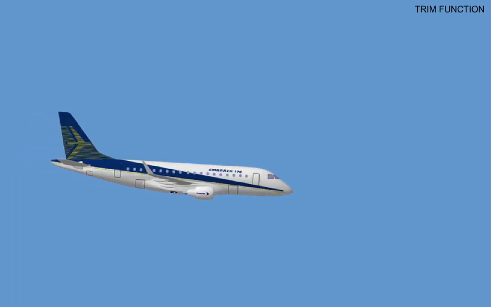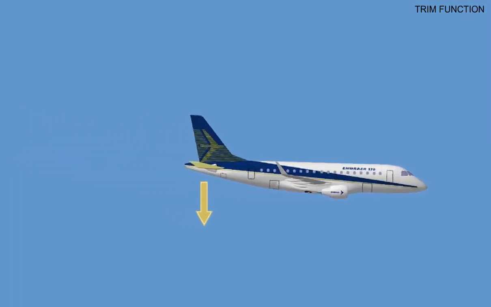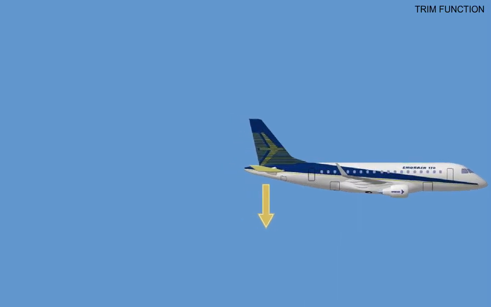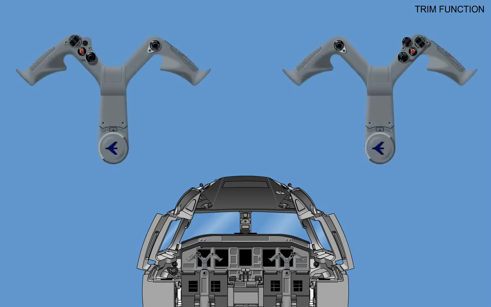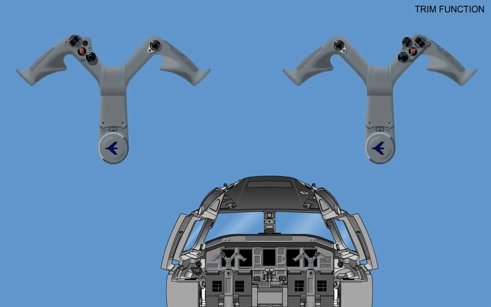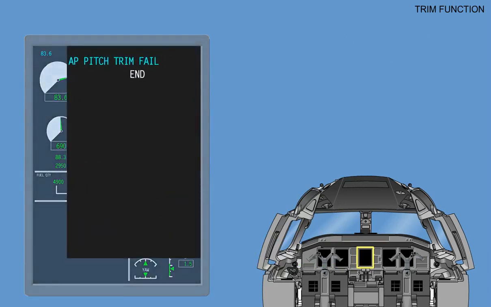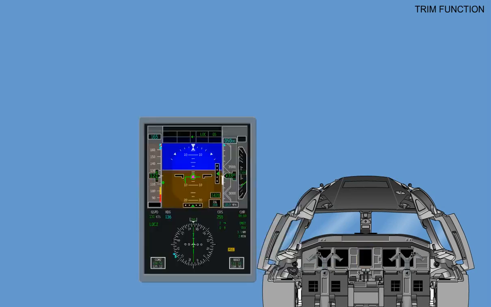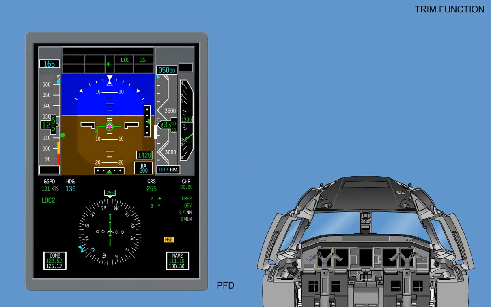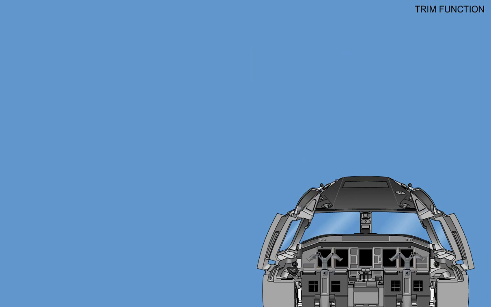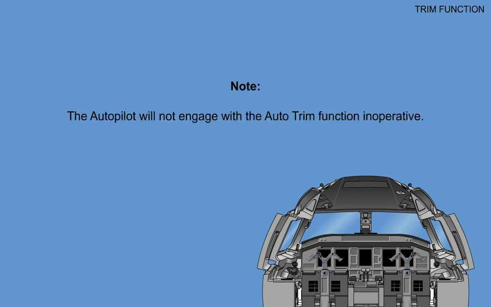The autopilot trim function positions the horizontal stabilizer surface to offload the aerodynamic force held by the elevator to maintain a particular flight condition, hence the control column force maintained by the autopilot servo. An AP pitch trim fail CAS message is generated if the trim control function becomes inoperative. The autopilot trim function activates only when one of the autopilot channels is engaged and manual trim is not active. Note: the autopilot will not engage with the auto trim function inoperative.